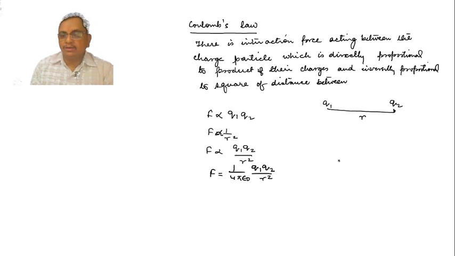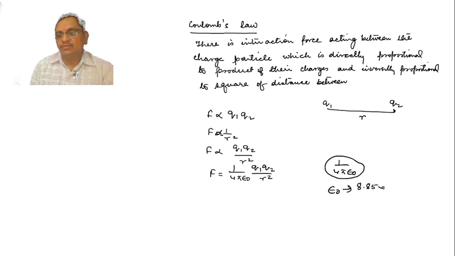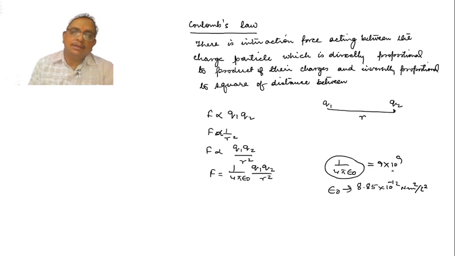Now here I am giving you new points. 1 upon 4 pi epsilon 0 is a constant term. What is epsilon 0? Its value is 8.85 into 10 to power minus 12 Newton meter square per Coulomb square. Now the whole value is 9 into 10 to power 9. This epsilon 0 is the permittivity of space.